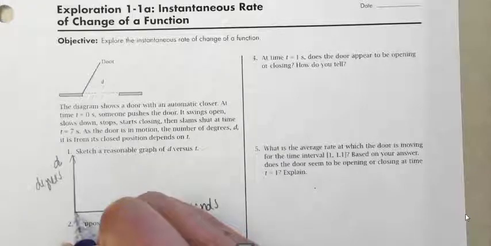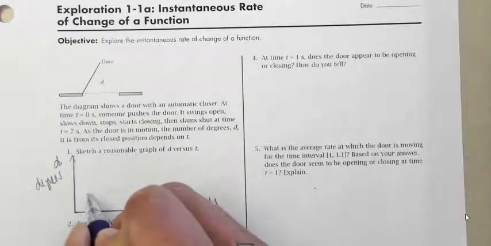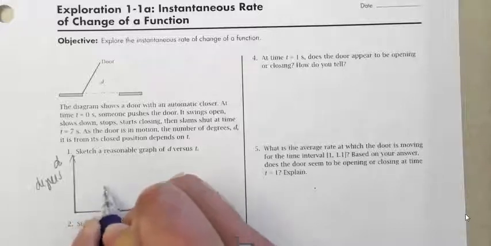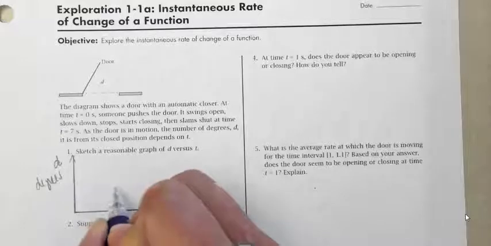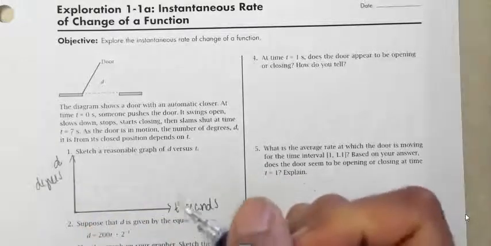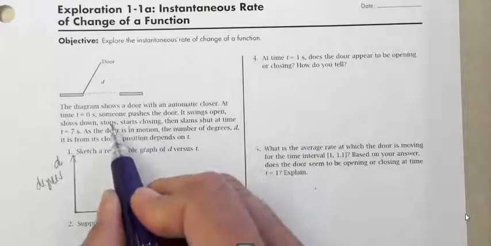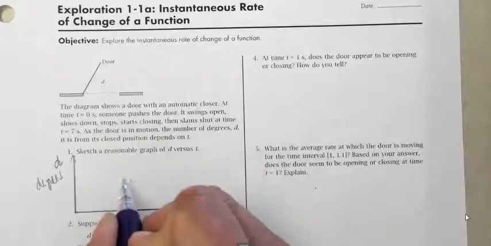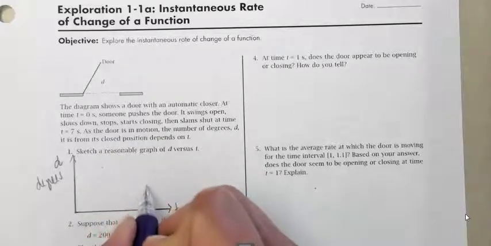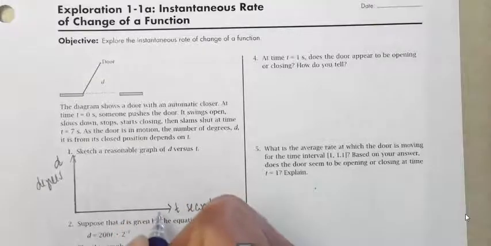It swings open, right? So it starts to swing real fast, but then it starts to slow down. So the rate's going to be a little bit less, so it's not going to be as steep of a line or as steep of a curve. Okay, then it stops. So that means that the rate is 0, and horizontal lines have rates of change that are 0, so it's going to become kind of horizontal. It's going to start closing, and then it's going to slam shut, so it's going to go quick again.